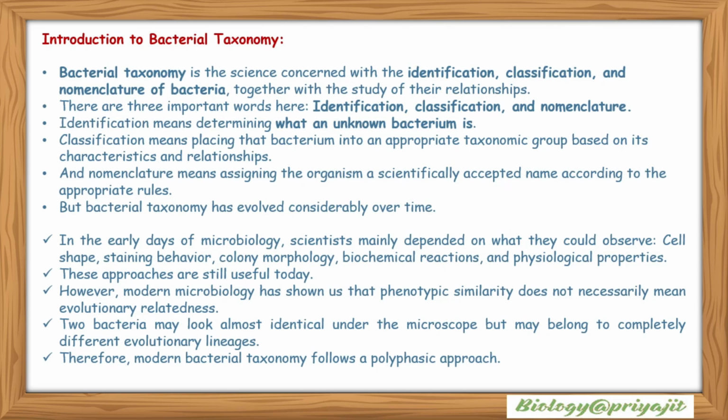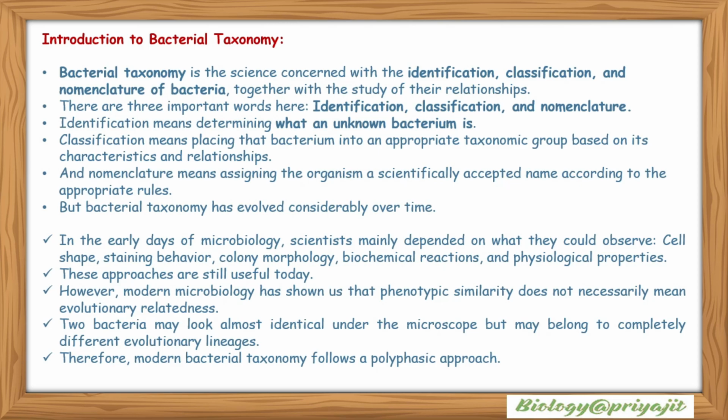But bacterial taxonomy has evolved considerably over time. In the early days of microbiology, scientists mainly depended on what they could observe, that is cell shape, staining behavior, colony morphology, biochemical reactions and physiological properties. These approaches are still useful today. However, modern microbiology has shown us that phenotypic similarity doesn't necessarily mean evolutionary relatedness. Two bacteria may look almost identical under the microscope but may belong to completely different evolutionary lineages.